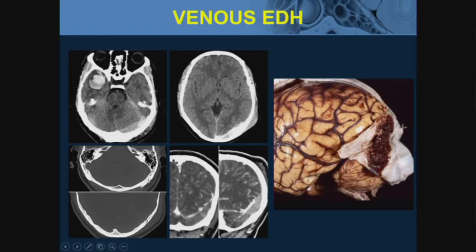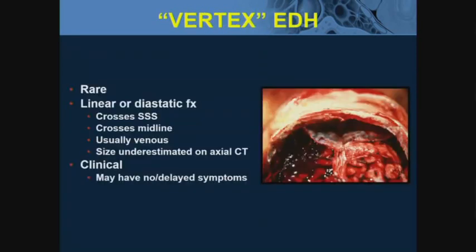Here is the skull view, and you can see there's a diastatic fracture through the lambdoid suture. And here on the coronal and sagittal reformatted CTVs, we see this venous epidural lifting up the dura and crossing the site of sutural attachment. Classic venous epidural hematoma involving both the supra and the infratentorial compartments.